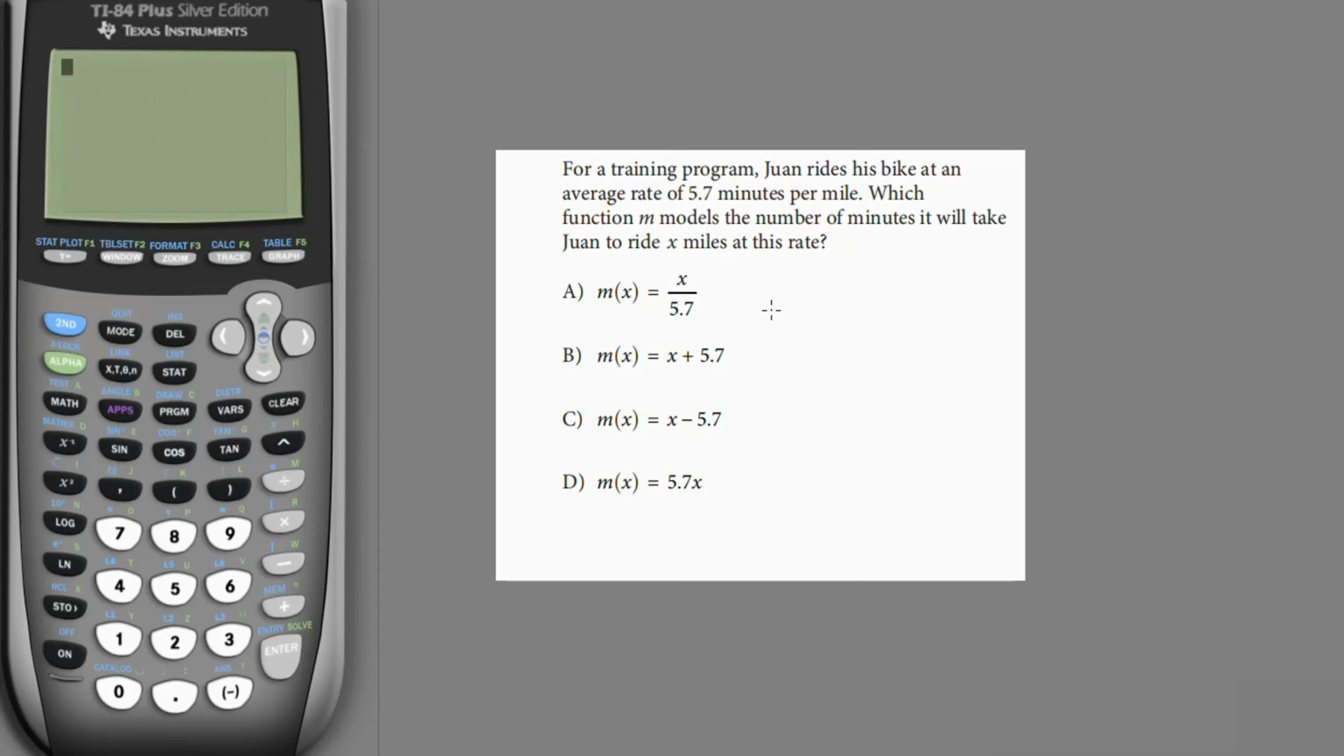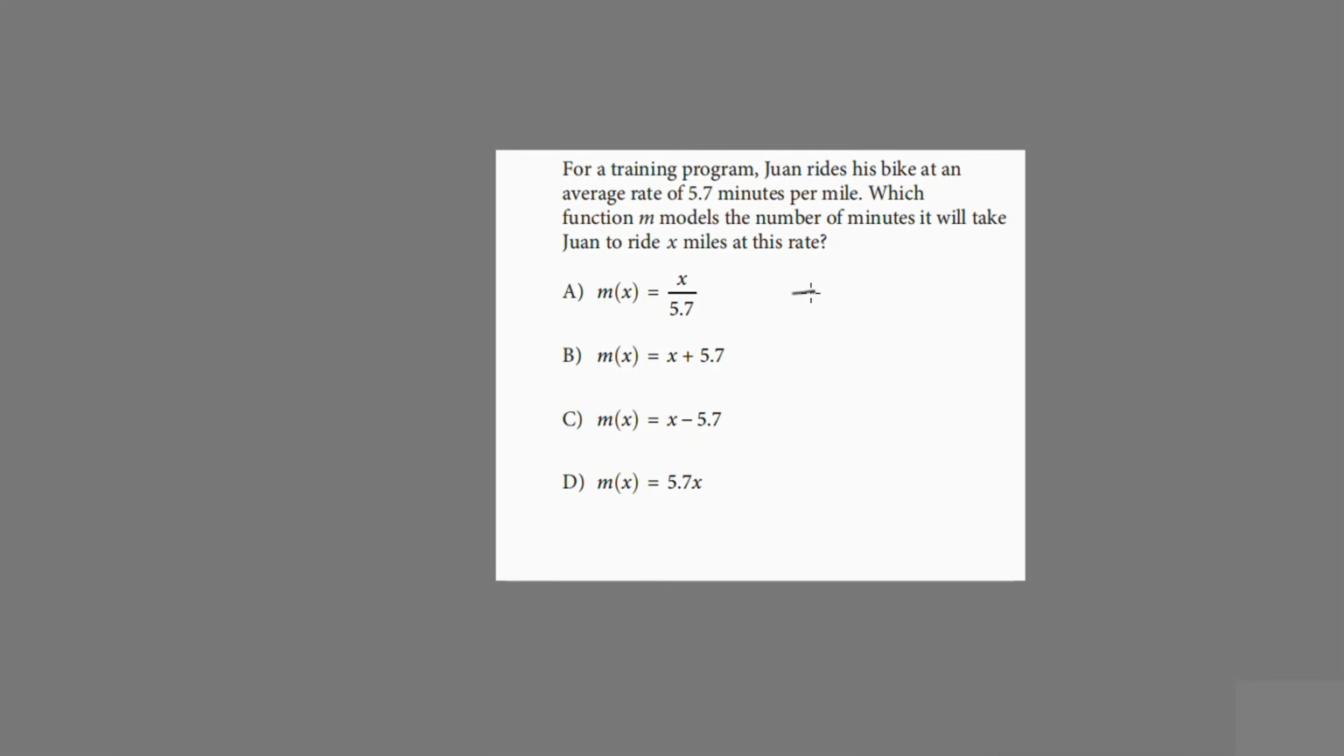So to show this manually or represent it mathematically, you begin by saying if Joan rides his bike at an average rate of 5.7 minutes per mile, so at 5.7 minutes we have 1 mile.